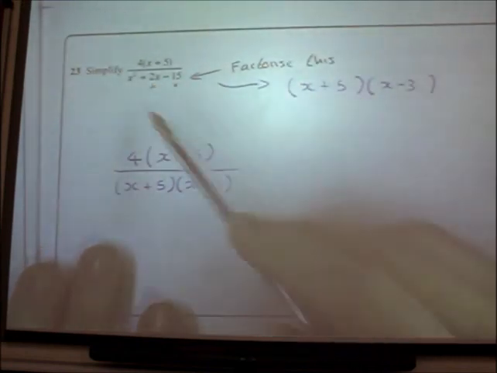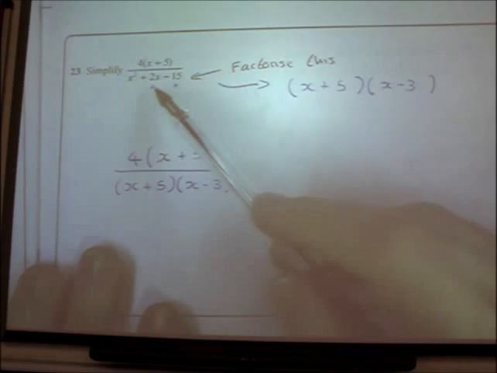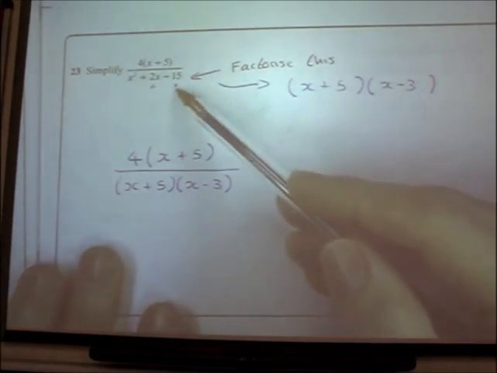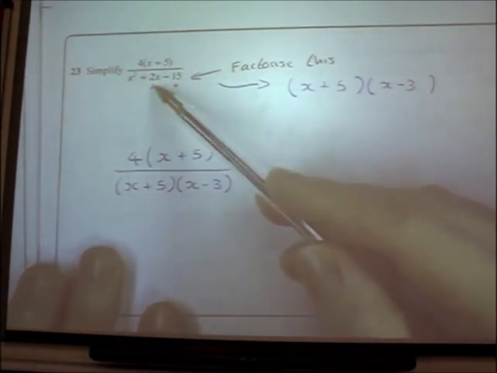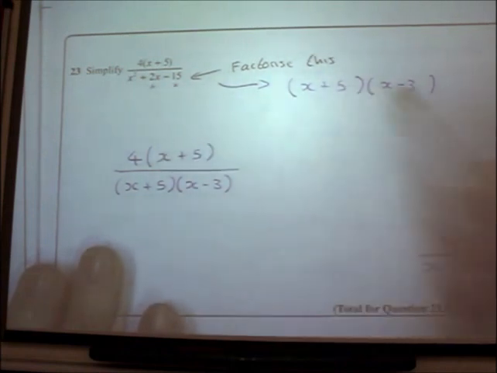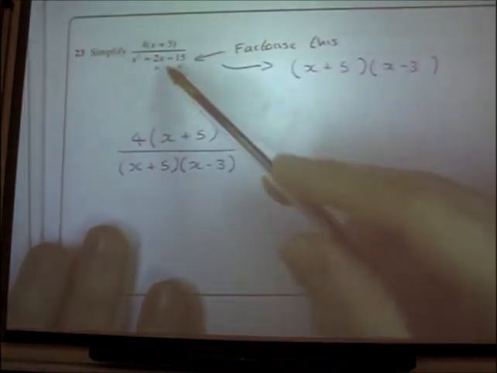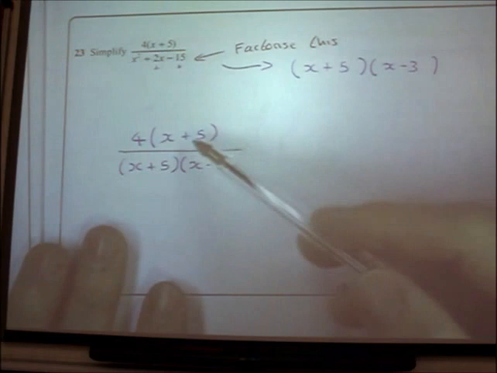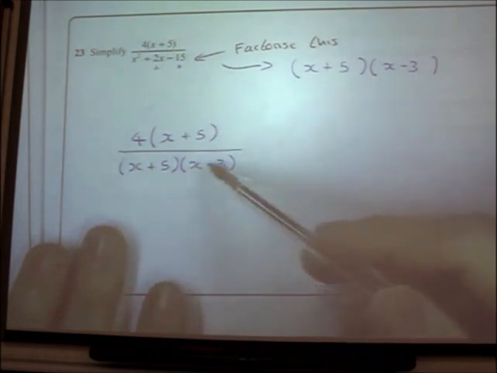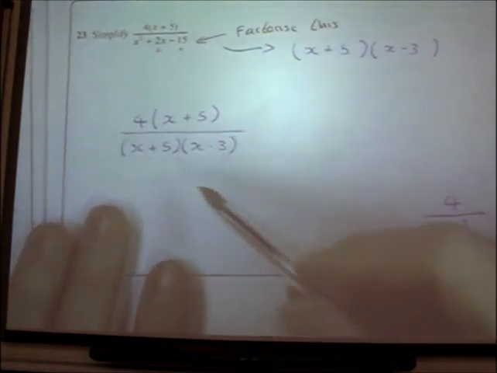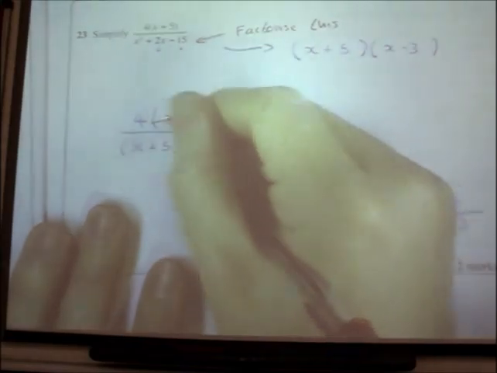Do your two brackets, put x and x at the start. What two numbers multiply to make negative 15 but add up to make 2? Well, it's 5 and minus 3. So there you go. So you've got 4x add 5 over x add 5, brackets x add 3, and you'll notice, well, you can cancel that.